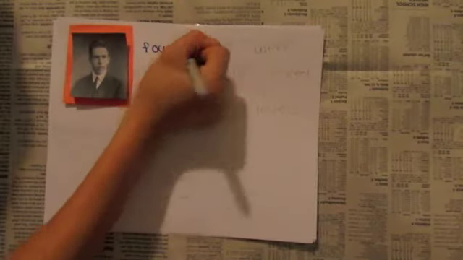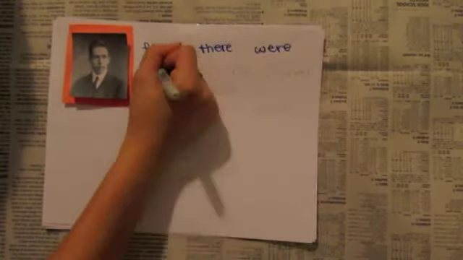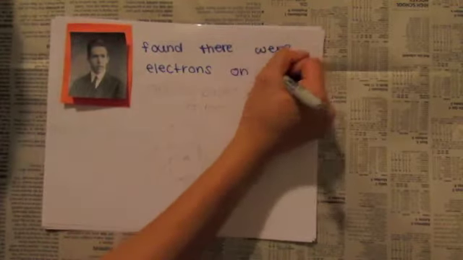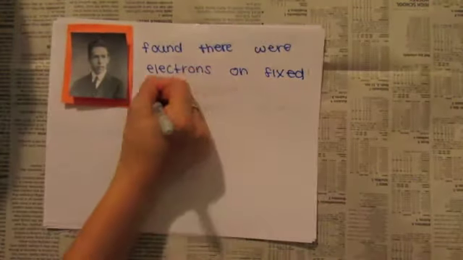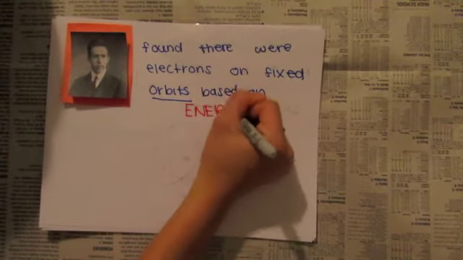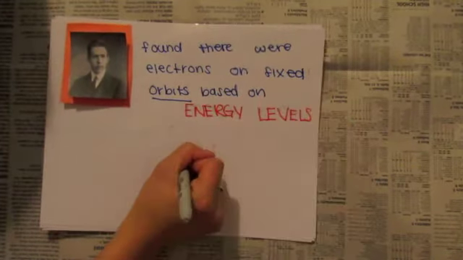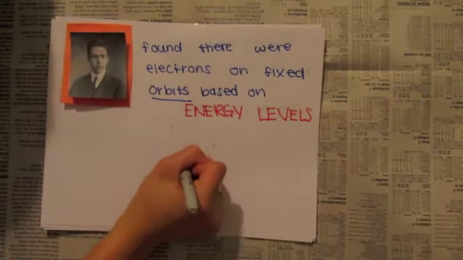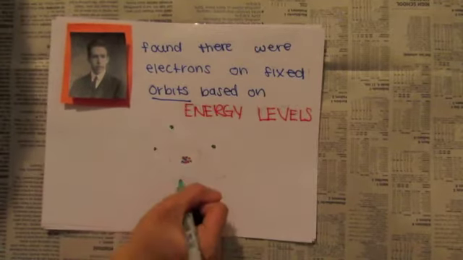Niels Bohr discovered that electrons traveled on specific orbits in the atom. He stated that all electrons orbited around the nucleus of the atom in a circular pattern. He said that all orbits were based on the energy level of the electron. Electrons were also allowed to move from energy level to energy level.